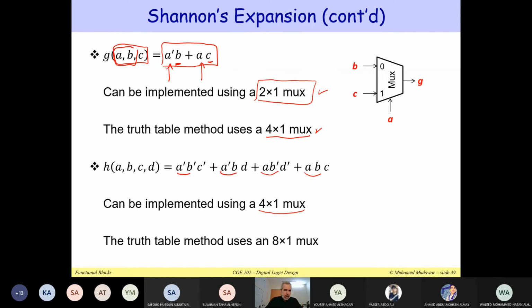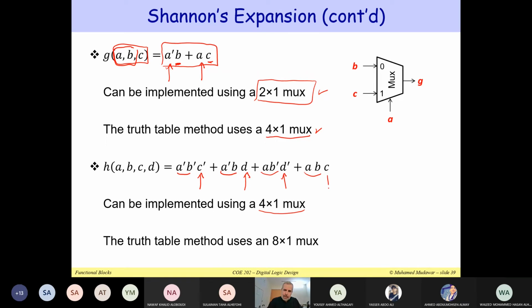So the question to you: when AB is equal to 0, 0, so when you have A equal to 0 and B equal to 0, what will be the value of the function h? C prime. It will be C prime, yes, thank you. And when you have AB equal to 0, 1, what will be the value of the function h? D. Yes. And when you have AB equal to 1, 0, what do you get? D prime. Yes. And when you have AB equal to 1, 1, exactly.